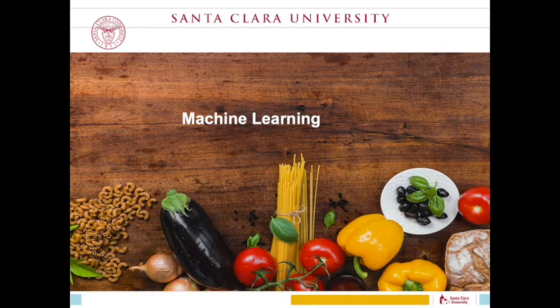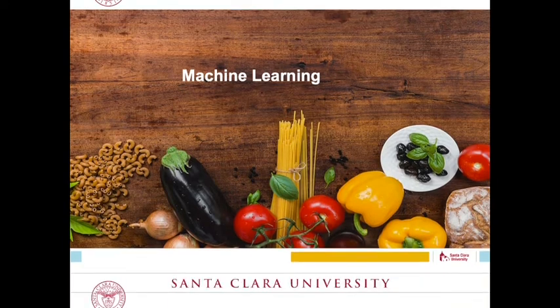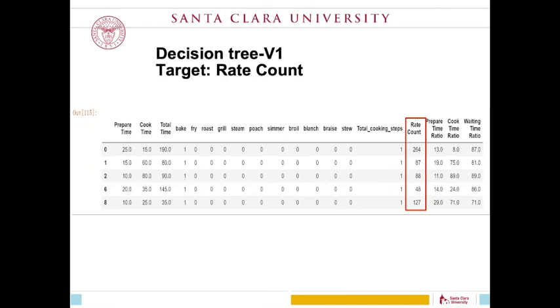So our last section is machine learning, where we build several decision trees. We tried several approaches. For example, for the first decision tree, we targeted the total rate count. The rate count is simply the sum of the total ratings for each recipe. For example, the first recipe has a total sum of 264 ratings, which is pretty high.